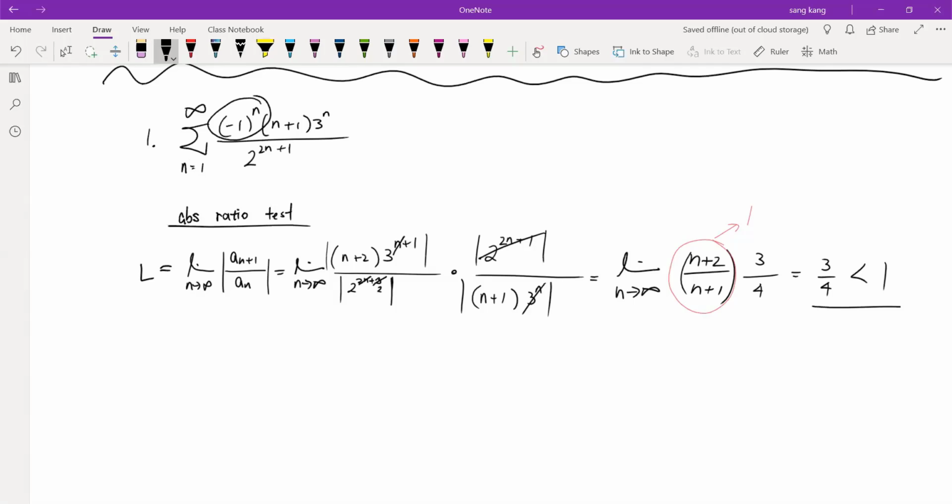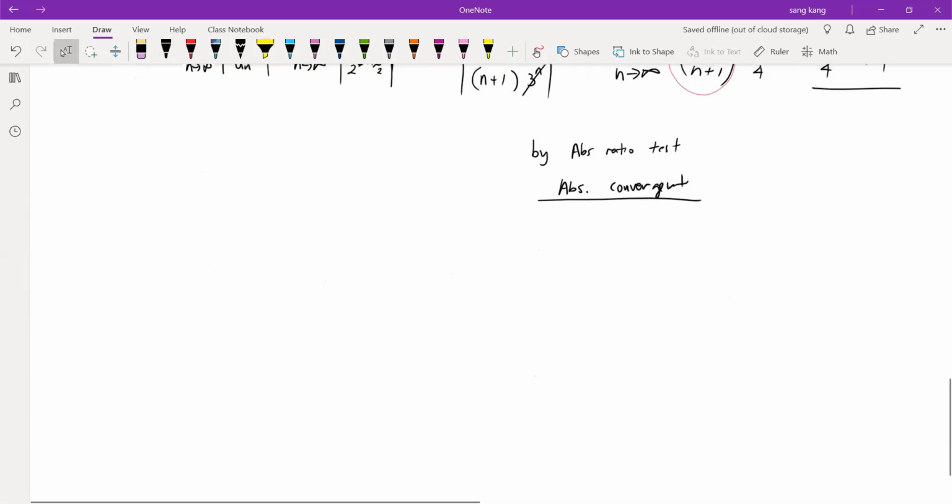And since it is, we can say by absolute ratio test, absolutely convergent. And we don't have to check the case without the absolute value, because as I've said, if something is convergent with the absolute value, then it will automatically be convergent without the absolute value. Okay, any questions on this one?